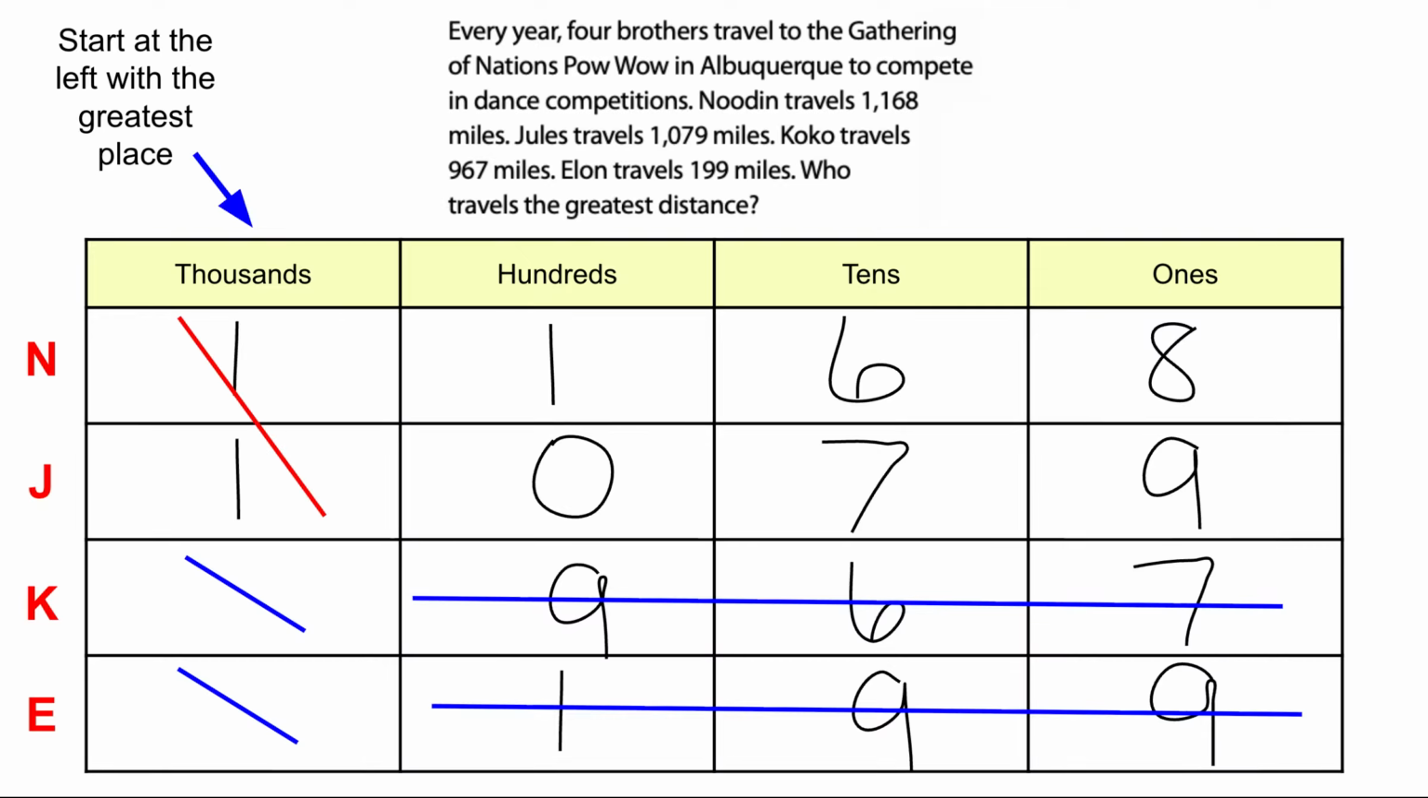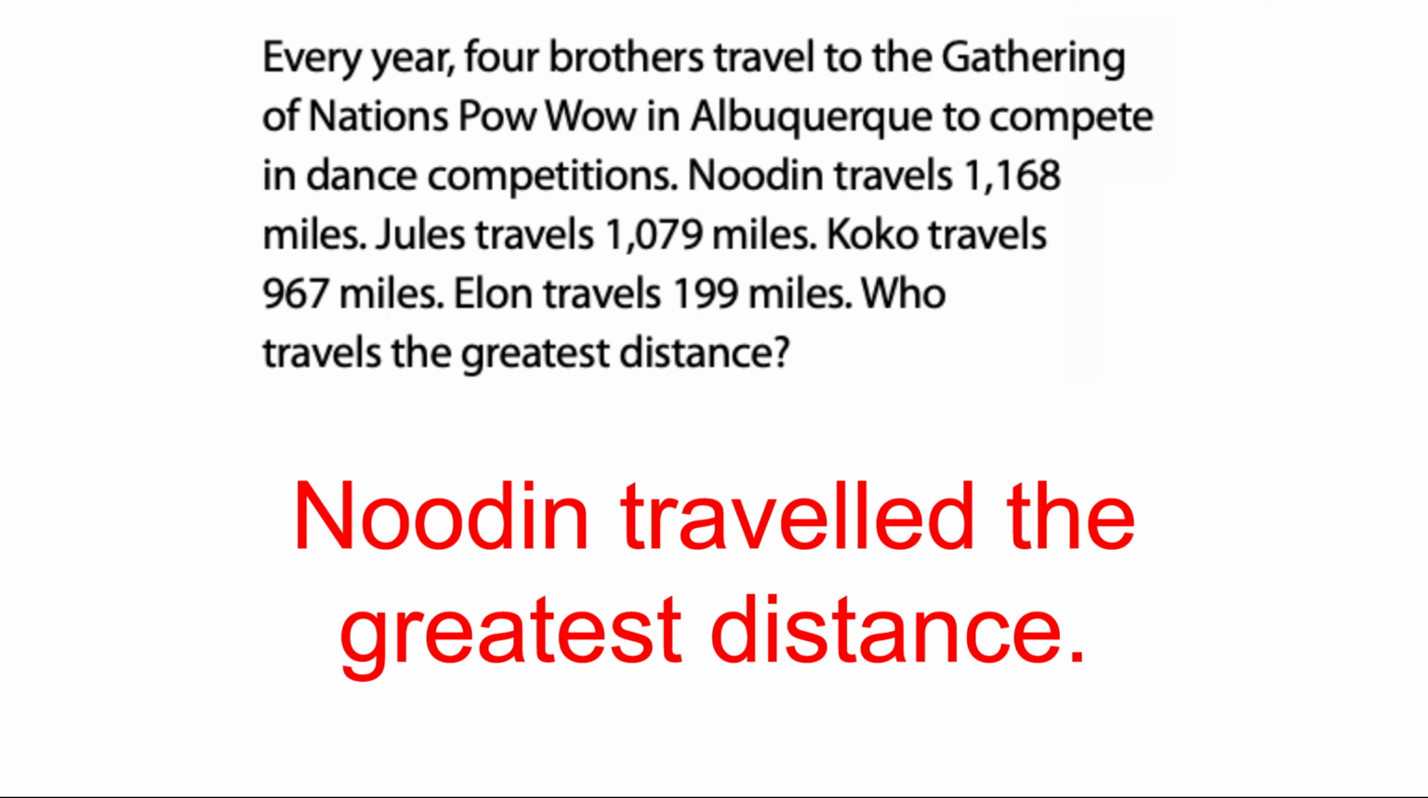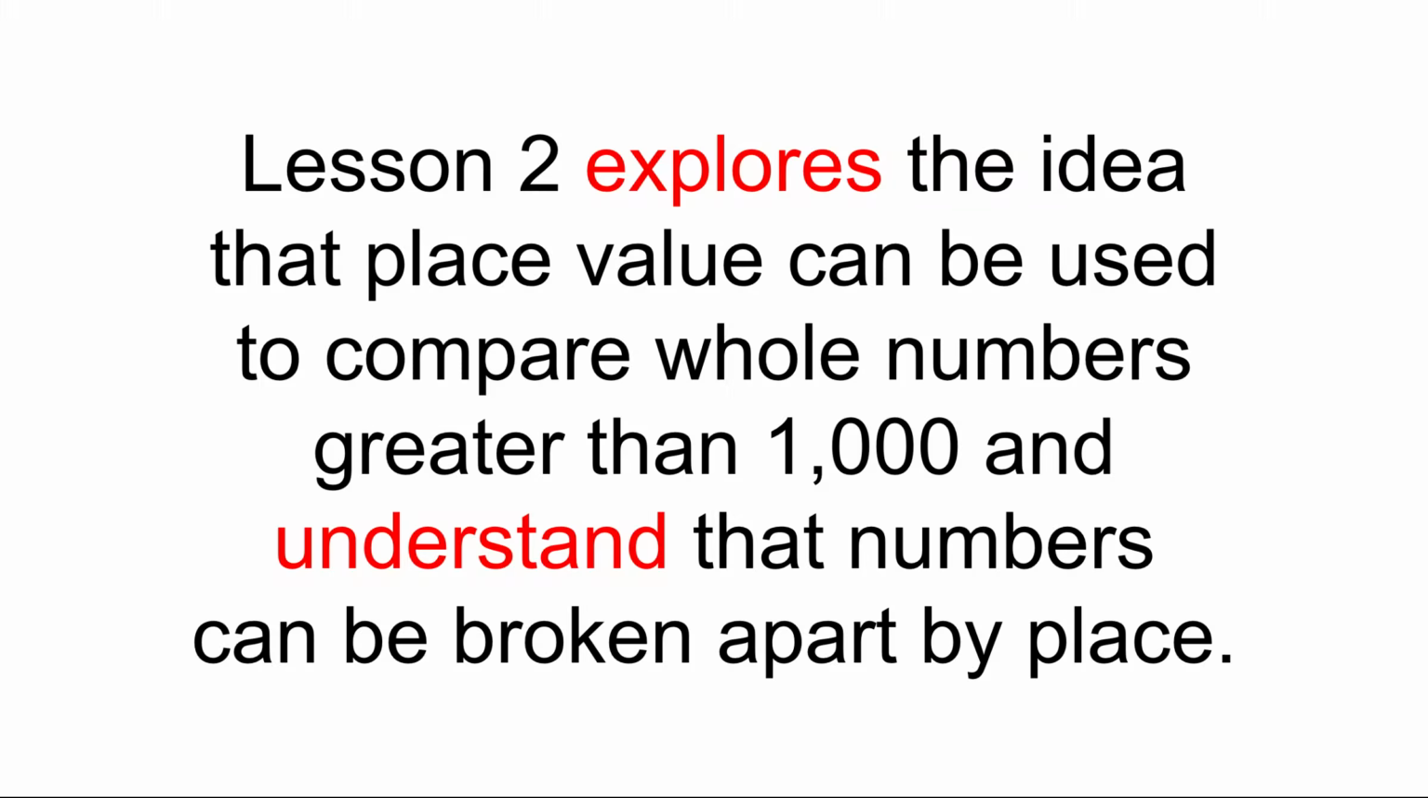They both have a 1 in the thousands. So we look at the next number, which was the hundreds. We can see that Jules had a 0 in the hundreds place, and Newton had a 1 in the hundreds place. So that shows that Newton traveled the greatest distance.